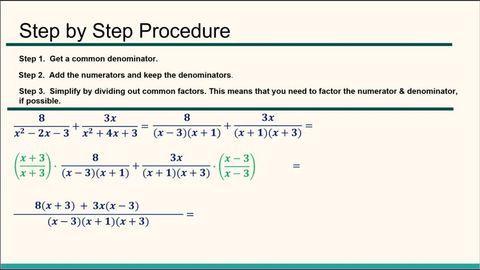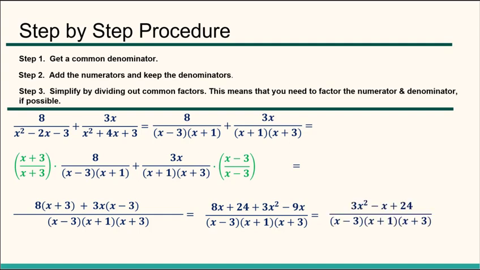Now I've got to perform all of that. I've got to distribute that 8 and get 8x plus 24, distribute that 3x and get 3x squared minus 9x. Okay, now this is all well and good. Let's combine like terms, and we'll end up with 3x squared minus x plus 24. Now you don't need to multiply that denominator out. Let's just leave it like that. And if you try and try, you will find that this will not factor, so you're just done.